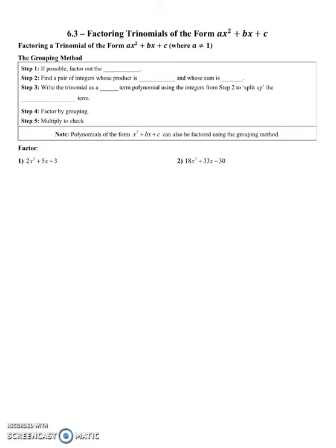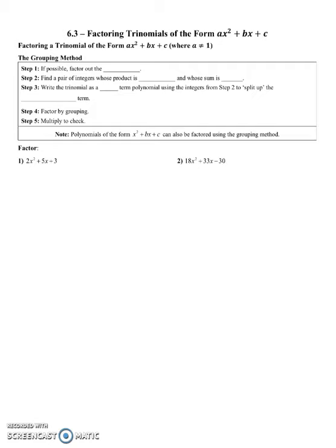This is the video lecture for section 6.3. In 6.2, we talked about factoring trinomials of the form x squared plus bx plus c. Now we're going to talk about how we factor a trinomial of the form ax squared plus bx plus c, where a is not 1.